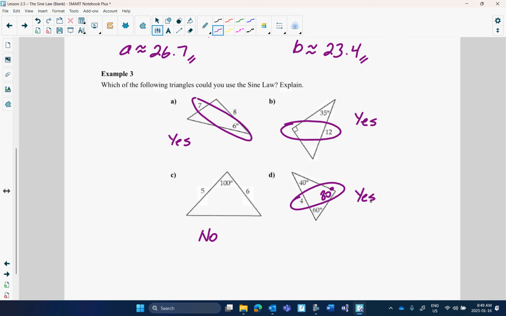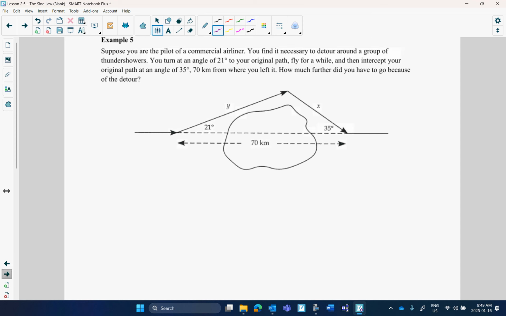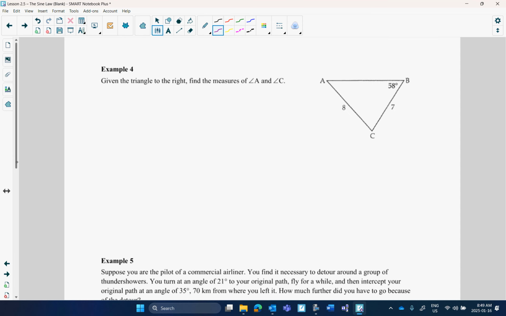Okay, what about finding a missing angle? And that's the next example. So we've got another non-right triangle ABC. We're given one of the angles. We're given two of the sides, and we're asked to find the two missing angles. Well, notice you know a side and its angle opposite. That means I can use sine law in this case.